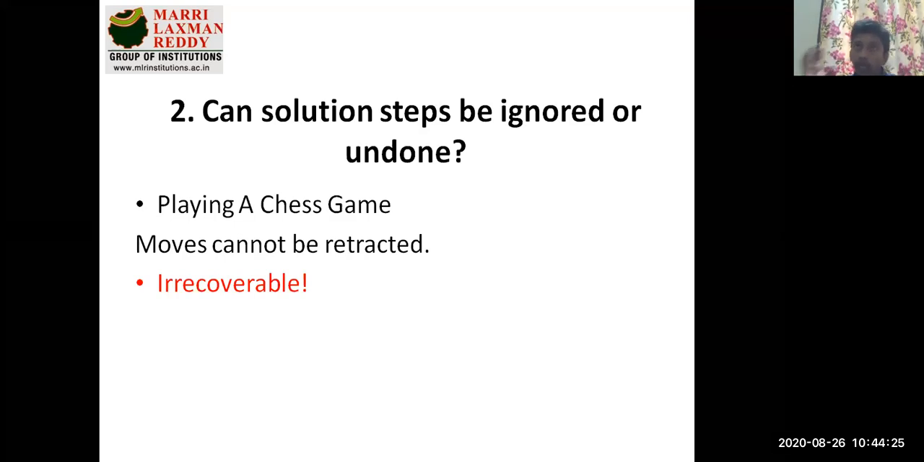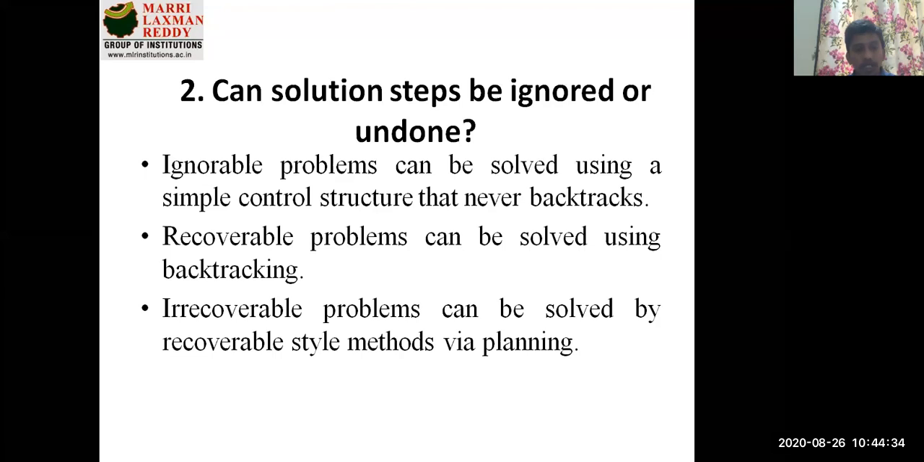So you need to keep in mind which things can be recovered and which are irrecoverable, and then only try to develop it in that manner. Yeah. So ignorable problems can be solved using a simple control structure that never backtracks. Next, recoverable problems can be solved using backtracking. In the 8 puzzle, you have seen you can go for backtracking and get your own solutions. Irrecoverable problems can be solved by recoverable style methods via planning. We'll look at this in further sessions, and how this can be done.